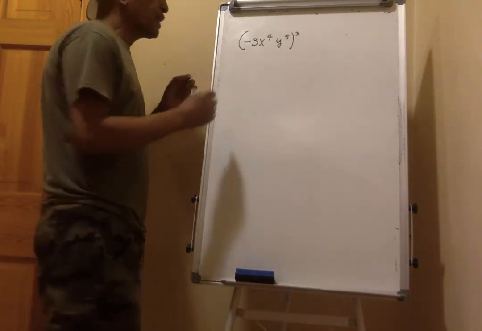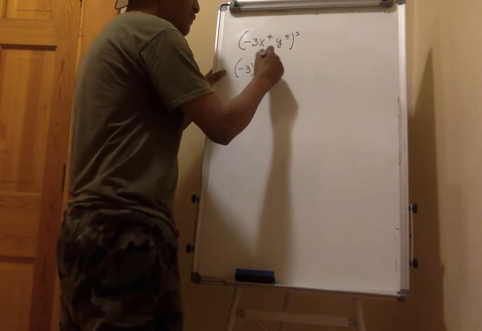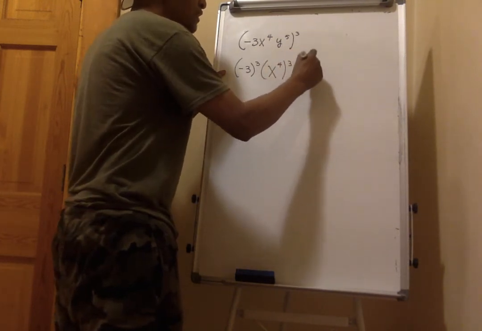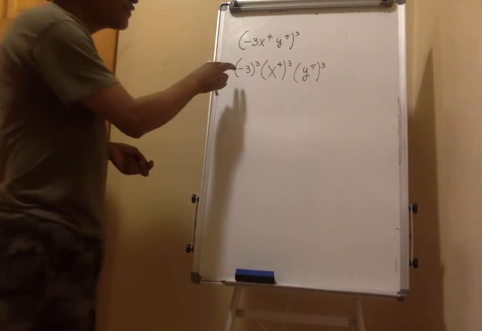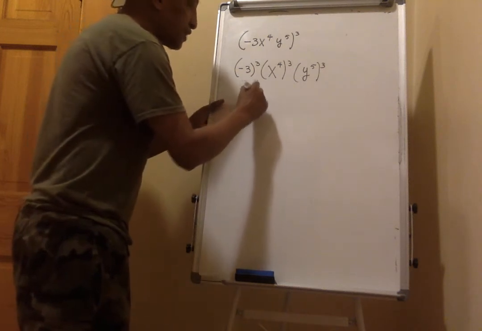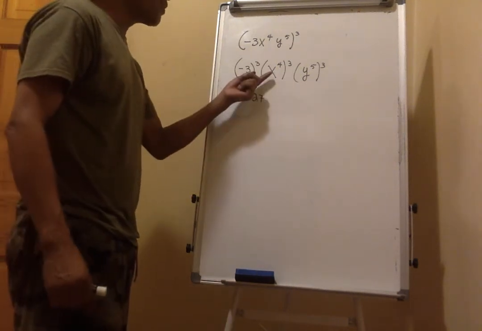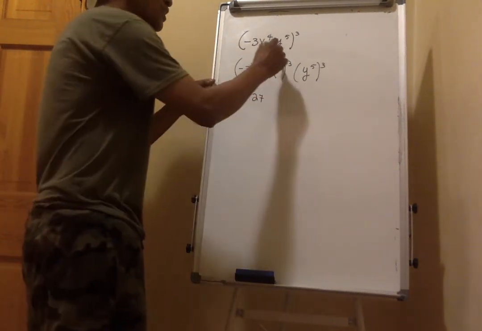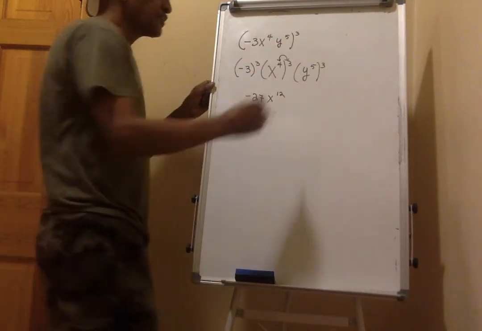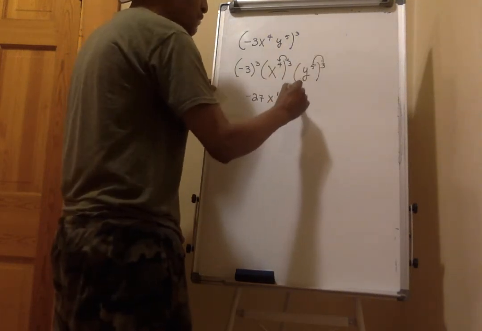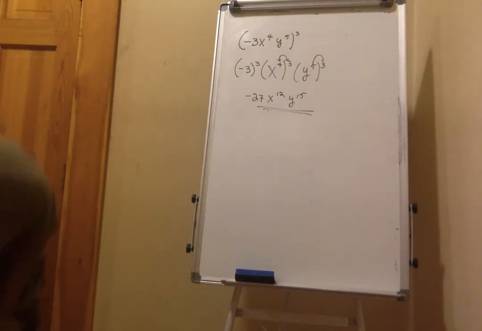So let me combine the like terms. So this is negative 3 to the third, x to the fourth to the third, and y to the fifth to the third. Now, if you raise negative 3 to the third, you would end up with negative 27. X to the fourth to the third, use the power rule because you are raising the same variable to different powers. Just go ahead and multiply 4 times 3, which is 12. The same also holds true, 5 times 3, y to the 15th, and you're done.